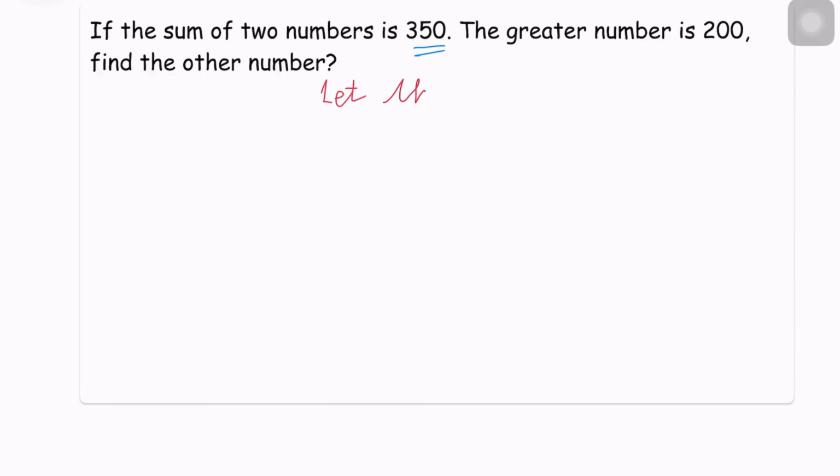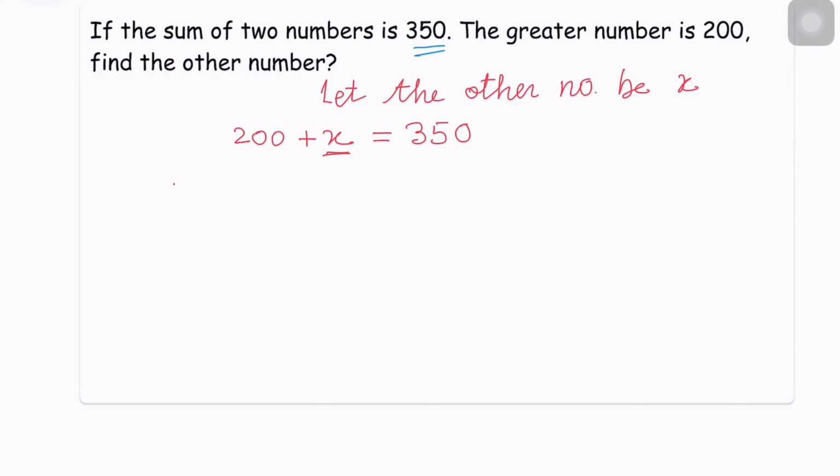Let the other number be x. Okay, so first we will write the equation. So 200 plus x is equal to 350. This is the equation. Okay, which means that total sum of this 200 plus this number is 350.